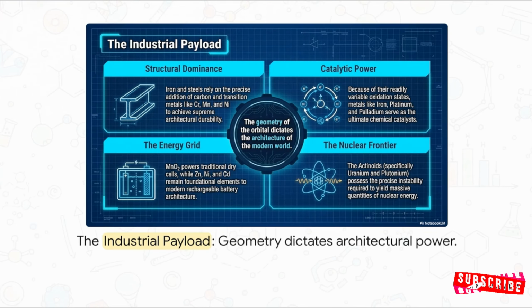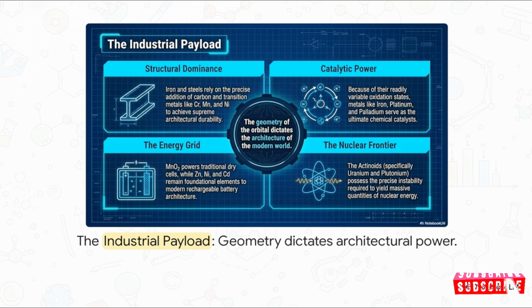Let's just ground all this pure chemistry theory into reality for a second. Everything we just learned isn't just for passing a test. This is the actual orbital geometry that builds our modern world. Those strong covalent bonds from unpaired electrons, that is exactly what gives us the supreme durability of structural steel.